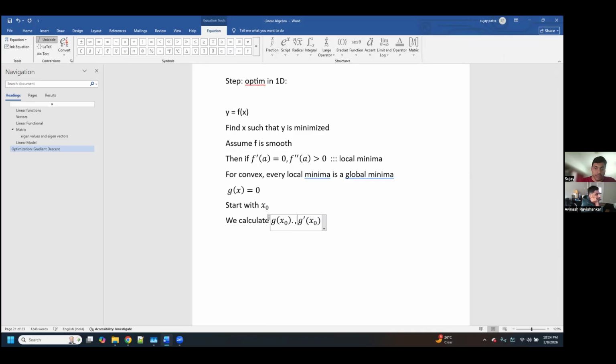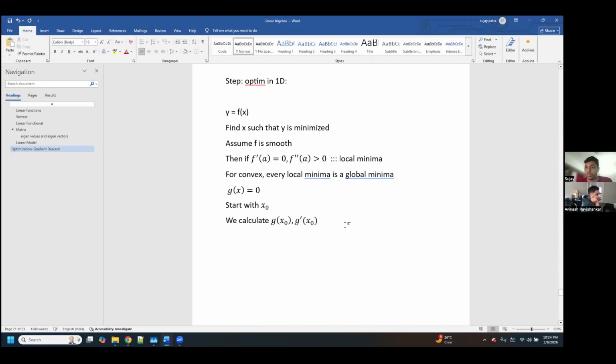Now, this assumes that you have a way to calculate g given any input, and this also assumes that you can calculate g prime given any input. We don't need to know how to calculate it, but we need to know that there is a way to calculate it. Sorry, so g of x really quick is the derivative? G is the derivative function? Yes.